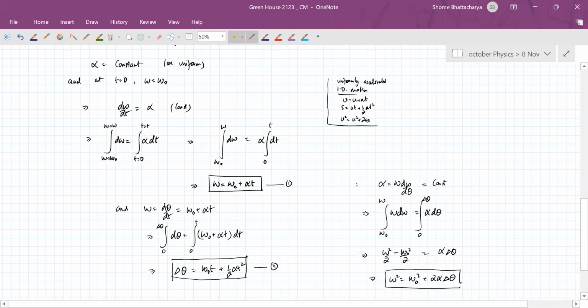So you can just remember these three equations as the angular version of the standard three equations that you've seen in uniformly accelerated 1D motion earlier in kinematics. Only now, instead of the motion happening along a straight line with 1D parameters, it is happening along a circle, and the parameters are the angular parameters.